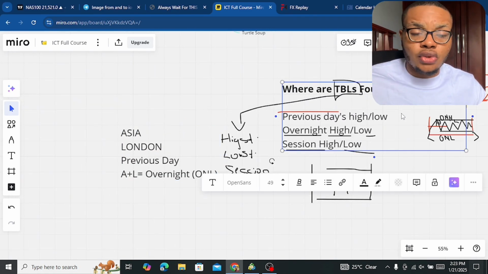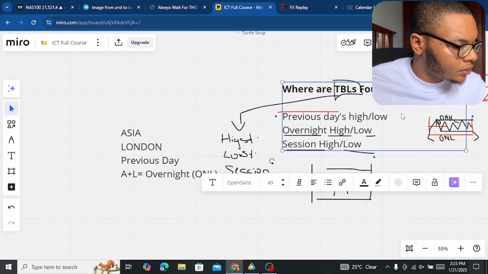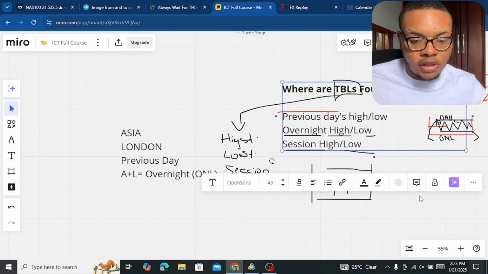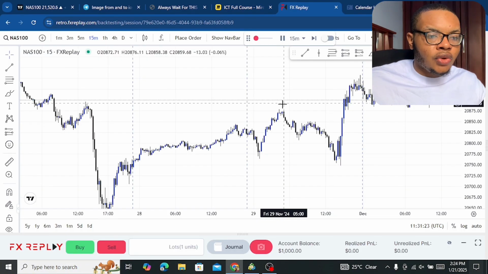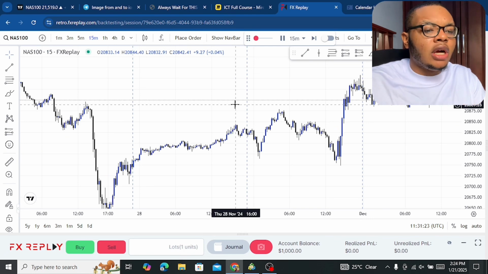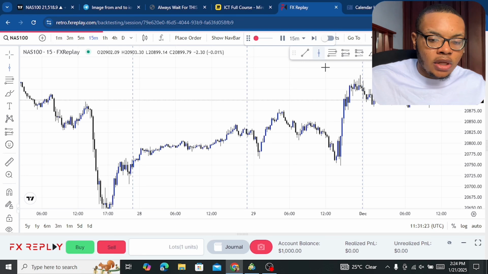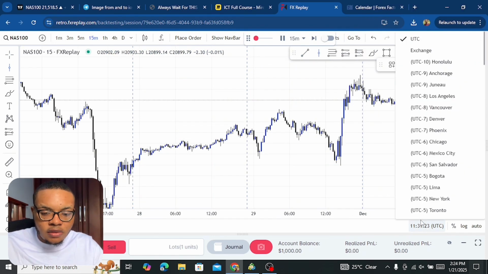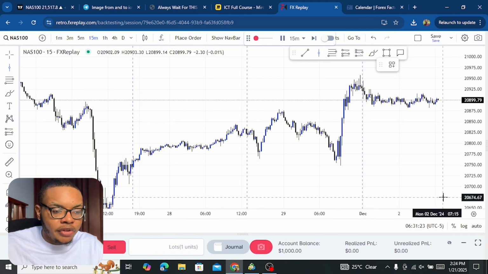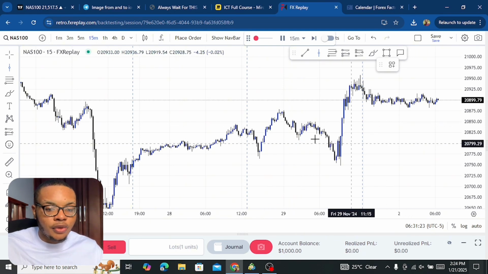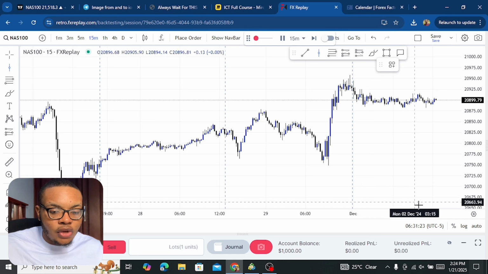So we're going to be going into how to spot them. All right, so right here on the chart, how do you spot these liquidity pools, just like I've drawn earlier? Now, first things first, you're going to need to have your time zone set to New York local time. I am on FX Replay currently, just in case you're wondering. It looks a lot like TradingView. So you have New York local time.